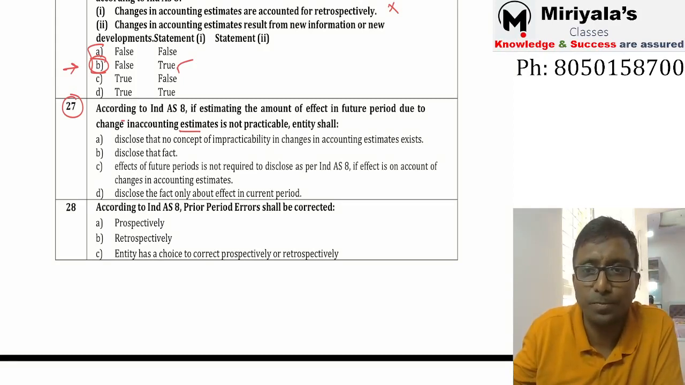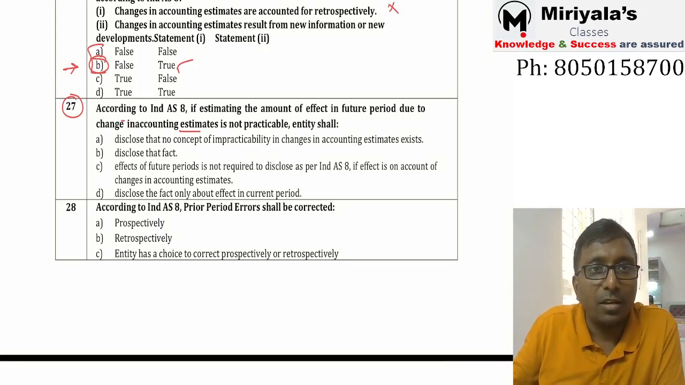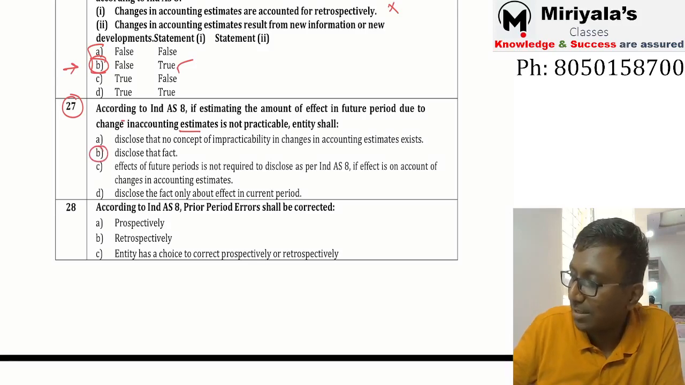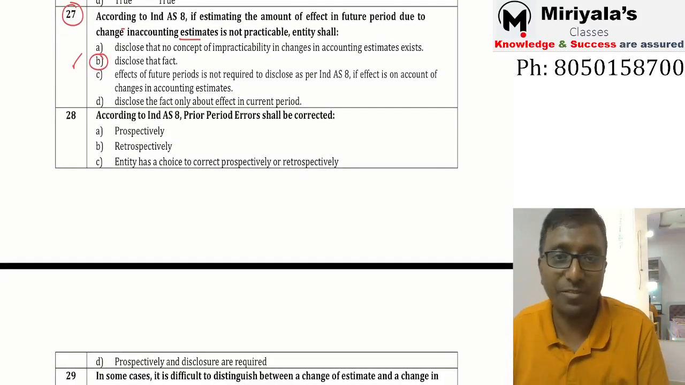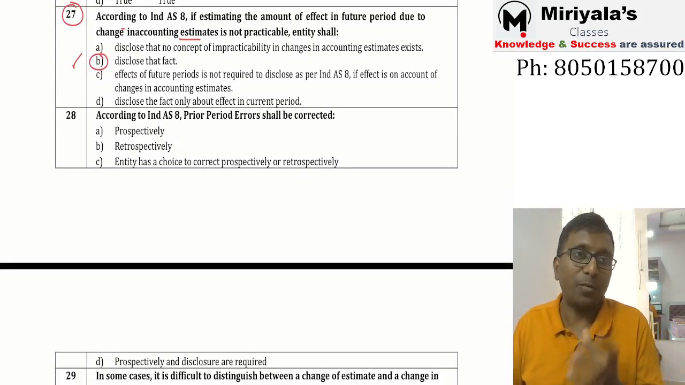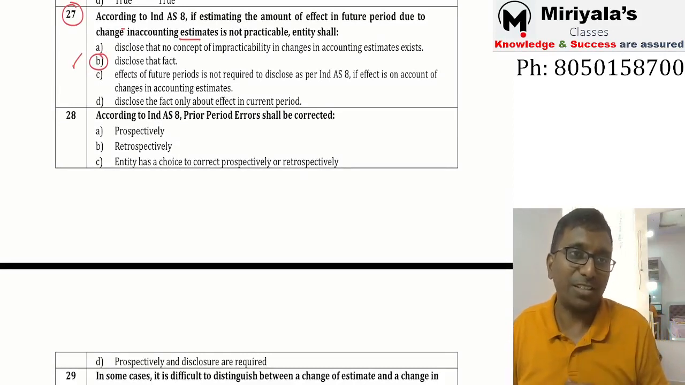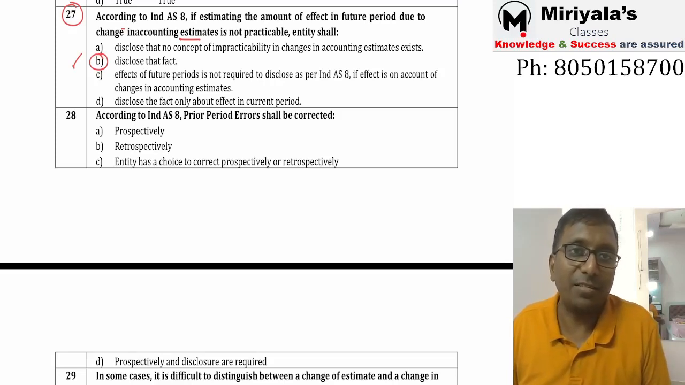I'm not able to calculate. What are you supposed to do? Answer. Disclose the fact, we can't change the impracticability concept. Second bit, disclose the fact. Yes, obviously, when you can't do it, you are supposed to disclose the fact and the reason for the same. Why you are not able to calculate it. So the other options, C and D, are illogical answers.